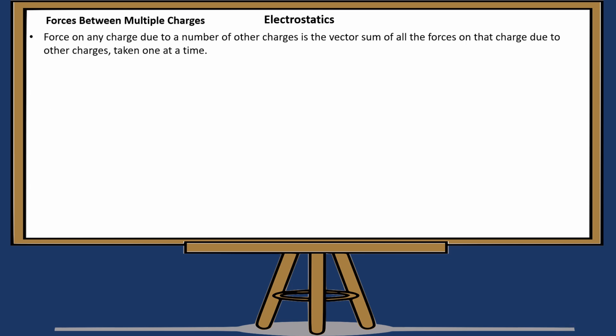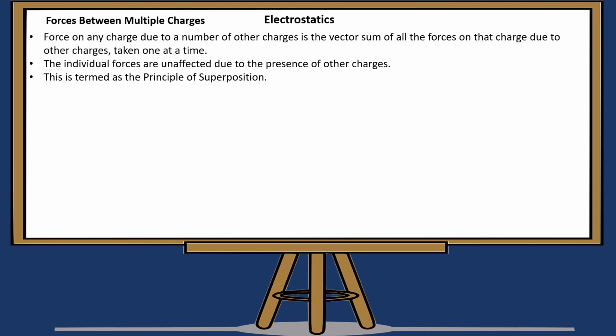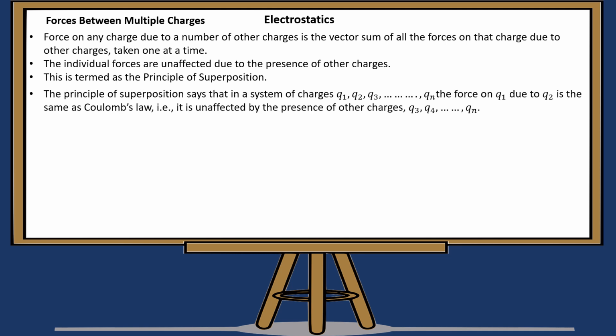Force between multiple charges. The force on any charge due to a number of other charges is the vector sum of all the forces on that charge due to the other charges taken one at a time. The individual forces are unaffected by the presence of other charges. This is what is termed the principle of superposition. So the principle of superposition says that in a system of charges Q1, Q2, Q3, etc. up to Qn, the force on Q1 due to Q2 is the same as given by Coulomb's law, that is, it is unaffected by the presence of other charges Q3, Q4, etc. up to Qn.